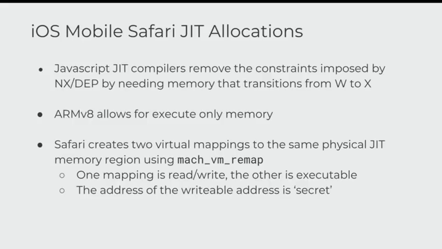They used a feature in ARM called execute only memory. What they do is they create two mappings for their JIT pages. They use an API call, a kernel call called mach_vm_remap, to remap that page within the same process. One is writable and one is executable. And they keep the address of the writable one secret. I'll show you how that works.